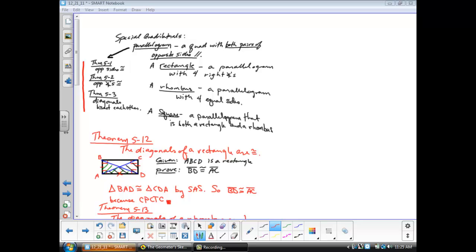Also, by definition, a parallelogram is a quadrilateral with both pairs of opposite sides parallel. So that's one more property that all three of these figures have added to their definition. So a rectangle is a parallelogram with 4 right angles. A rhombus, a parallelogram with 4 equal sides. And a square is a parallelogram that is both a rectangle and a rhombus.